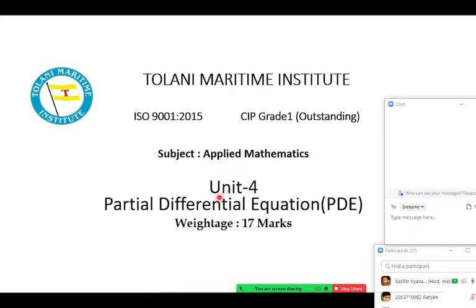Yes, we are going to start Unit 4 now, Partial Differential Equations, PDE. It is a little bit similar to the LDE. We'll discuss it on the next slide. The weightage of the topic is 17 marks. This is the second last chapter from our syllabus. After this, we are left with vector calculus again. So that is the last unit.